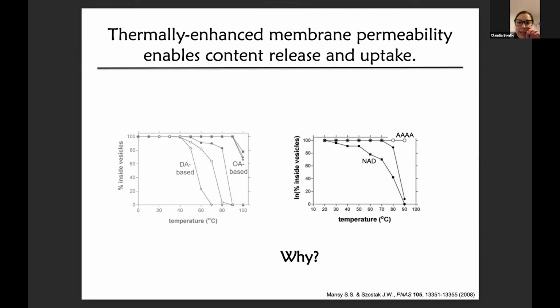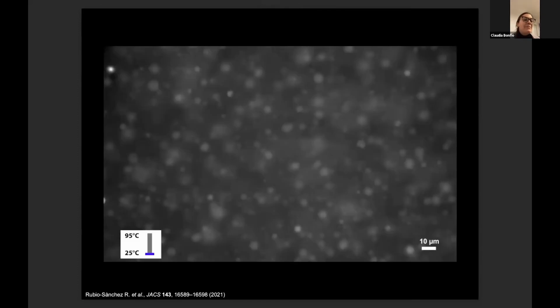Now, unfortunately, I just realized that I've converted these slides into PDF, so the next slide was supposed to be a video. But what I can tell you about this video, which you can find if you look at the paper written in the corner, is that it simply shows fatty acid-based membranes heated up to 95 degrees and then cooled down to 25 degrees. Luckily enough, I had saved some screenshots of this video.